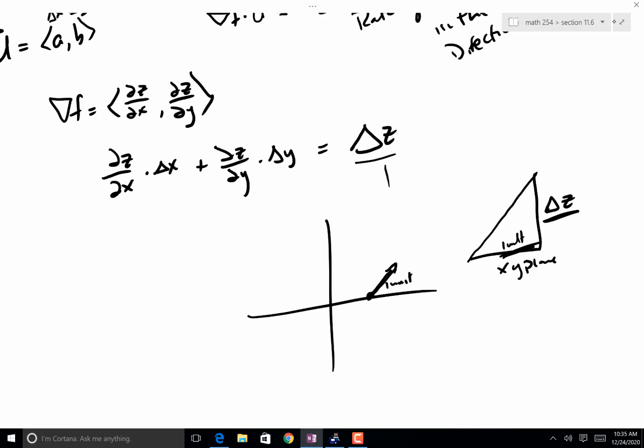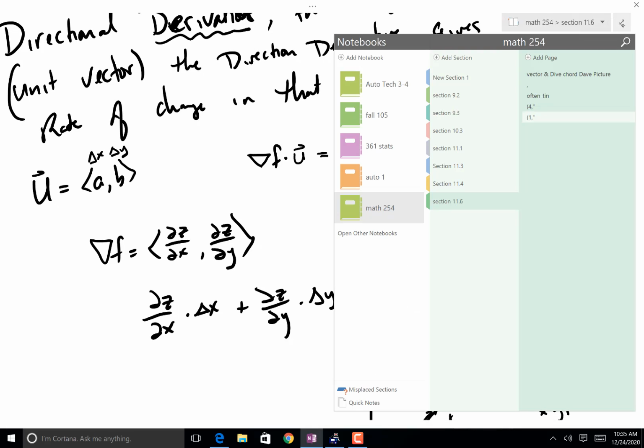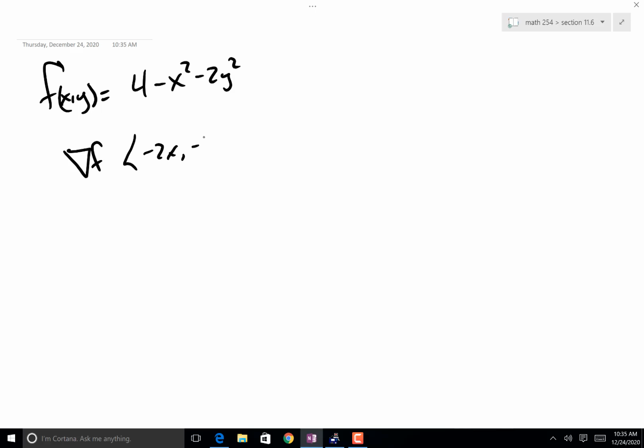So let's come back to the one we just did a second ago. I think we had f of x and y equals 4 minus x squared minus 2y squared. Again, I don't want to get bogged down taking a zillion derivatives. You will do that on your assignment. Really, the concept is the part that's exciting. If I'm at (1, 1), I know that the gradient at (1, 1) should be (-2, -4).